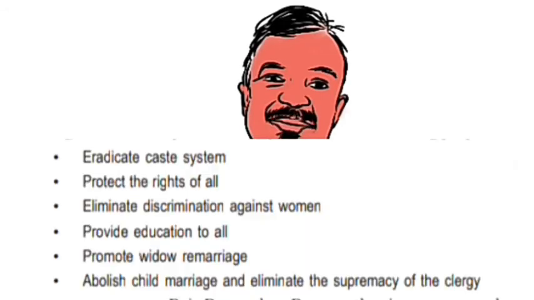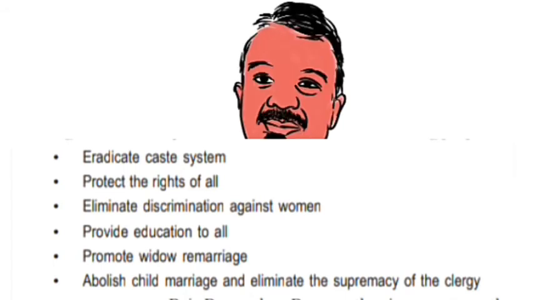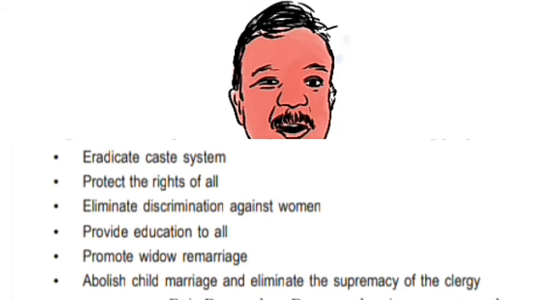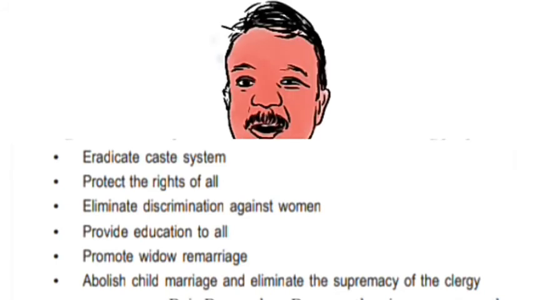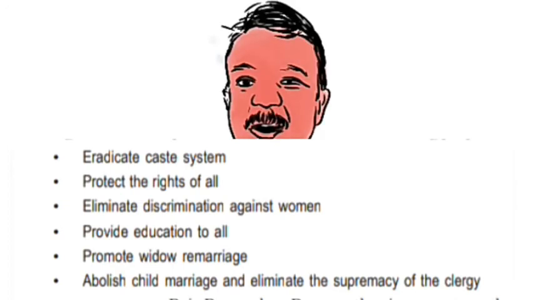To achieve these goals, the social reformers of India put forward some proposals: eliminate discrimination against women, provide education to all, promote widow remarriage, abolish child marriage, and eliminate the supremacy of clergy. These were the proposals of reformers to achieve their reform goals.